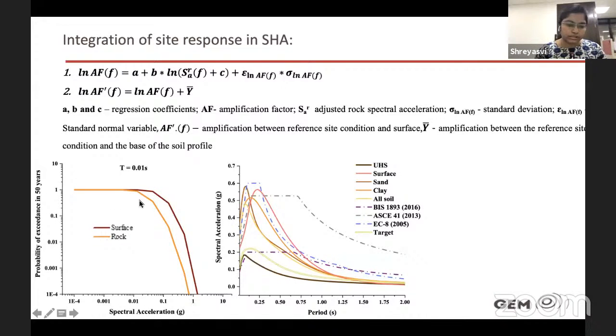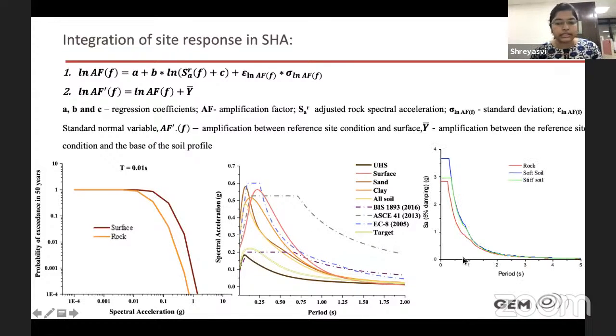As you can see here, this is for the rock and this is for the surface. Then I generated a response spectrum for different soil types, as you can see. It was also compared with other codal provisions. Our findings pretty much agree well with that of ASCE 41. But if you see BIS 1893, it stops somewhere here at the bottom, while our estimations are quite high. So there is a need to improve the codal provisions, I would say.